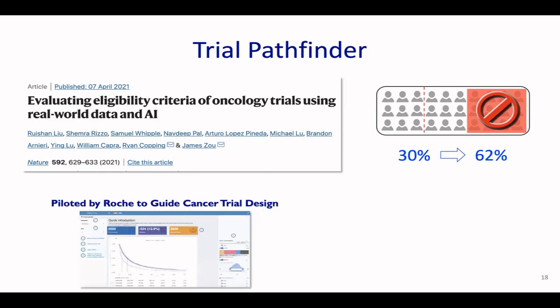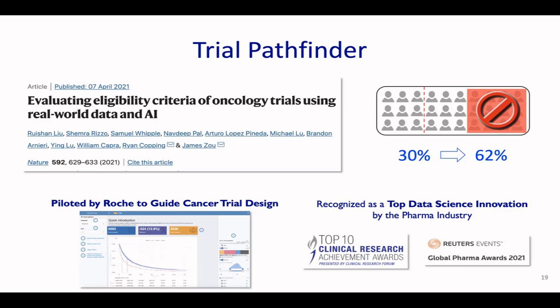We are also very excited that our algorithm is currently being piloted by Roche, one of the world's largest biotech companies, to guide their cancer trial design. The screenshot is the internal website we developed with Roche, which helps clinicians design their new clinical trials. Also, Trial Pathfinder was recognized as a top data science innovation by the pharma industry in the past few years.